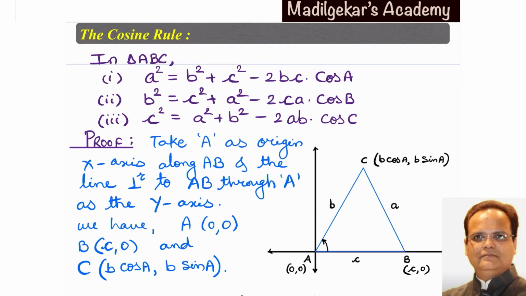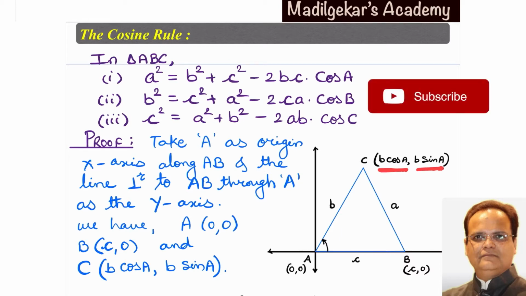Recall polar coordinates to find the coordinates of C. Angle CAB is angle A, which is the vectorial angle. AC, of length b, is the radius vector. So using polar coordinates, we can find the coordinates of C as (r cos theta, r sin theta). Here r is b and theta is A. So it is (b cos A, b sin A).